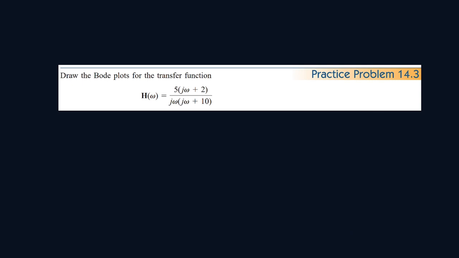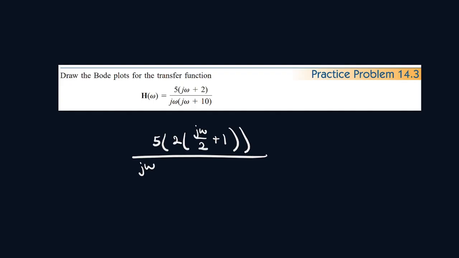Okay, so for the following transfer function, we have to plot the Bode plots. So first thing we need to do is have everything be added by 1 instead. So we need to make this 2 be 1 and this 10 be 1 as well. So what we're going to do is factor out a 2 and then jw over 10 plus 1.